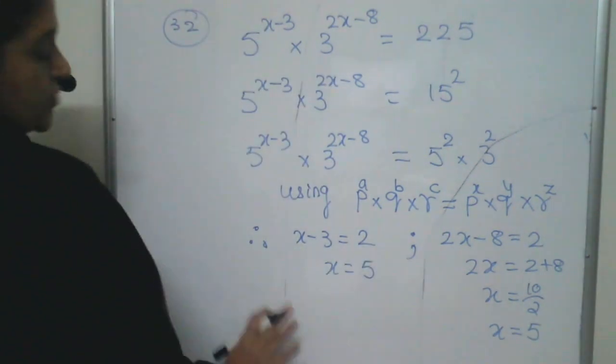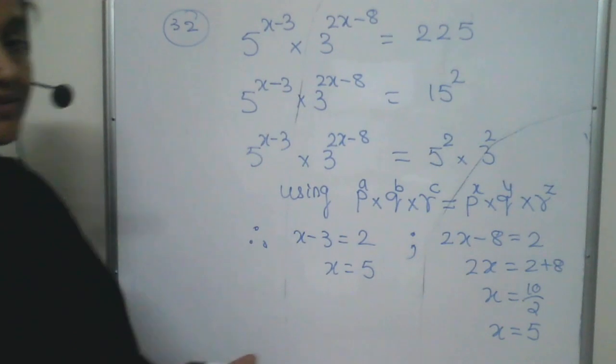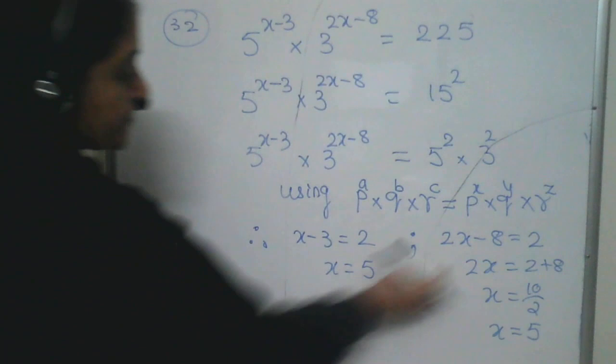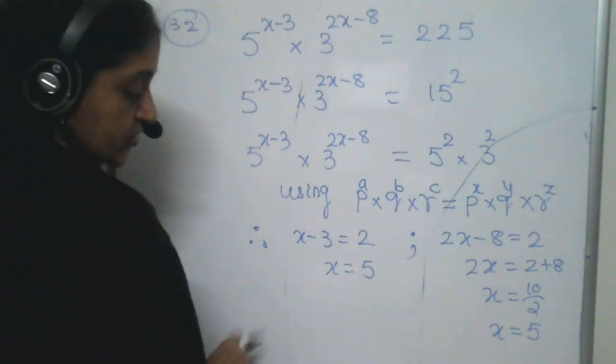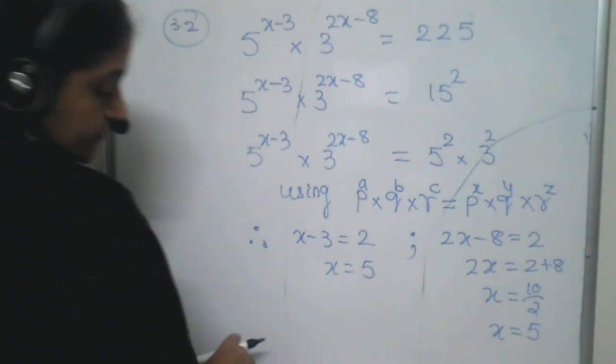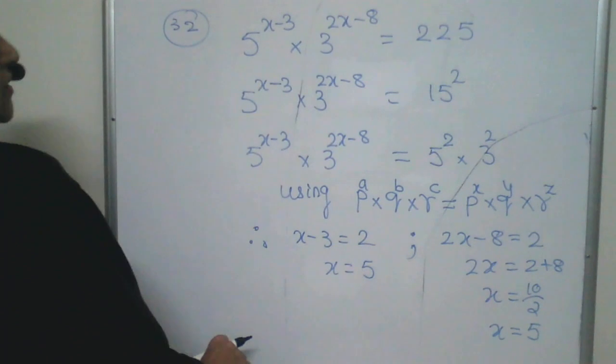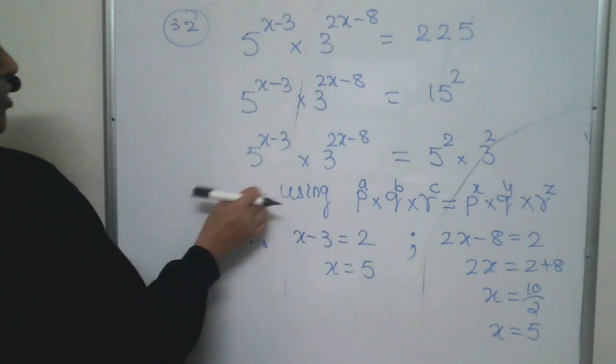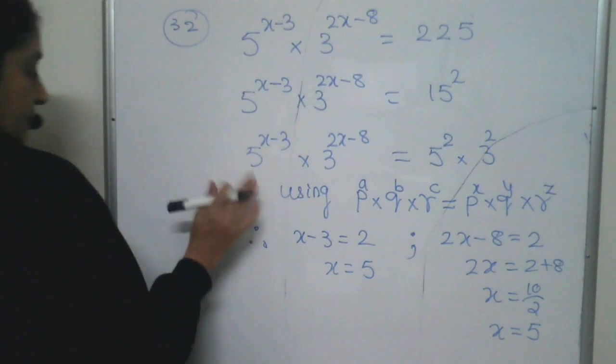Once you solve, you will get the value of x, that would be the same. If you solve this part, then also you will get the same. You solve this part, then also it will be the same. So this is the application of this last rule or the law we learnt about the exponents.